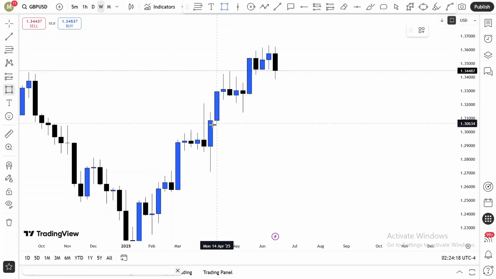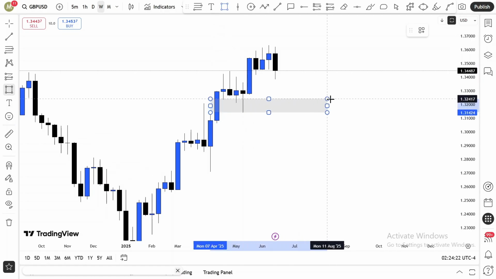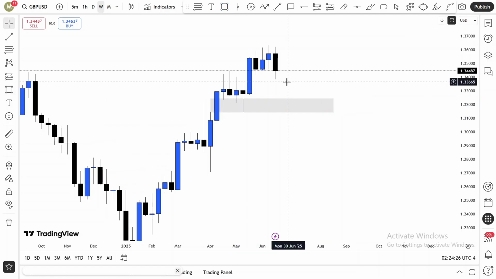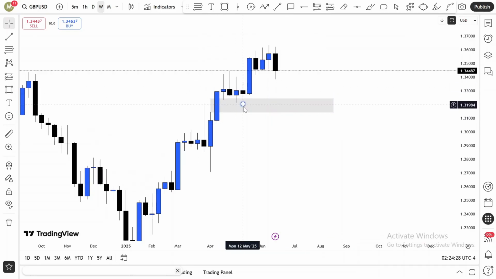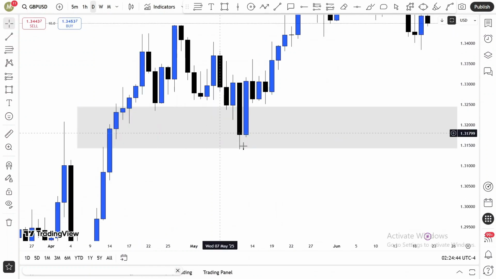So now I'm going to map this out. I'm going to map this fair value gap out from here up until this one here. Okay, so now we've spotted this fair value gap on the higher time frame. From this weekly time frame, we are going to go down to the daily time frame. So let me go down to the daily time frame. So this is our daily time frame. This is where we spotted it on the weekly time frame.